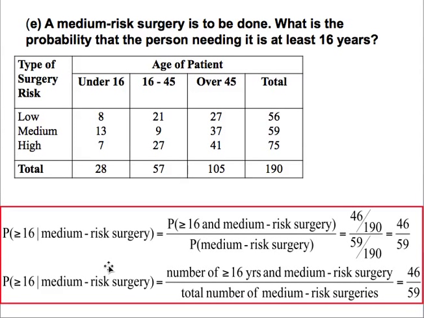Okay, so again, I worked it out here both ways. Probability the patient is at least 16, given that it's a medium risk surgery. The probability the patient is at least 16 and had a medium risk surgery over the probability of the patient having a medium risk surgery. Or you can think of it, you're only interested in medium risk surgery, of which there were 59, so that's our denominator. And of those 59, 46 of the patients were at least 16 years. That is 16 years or more.